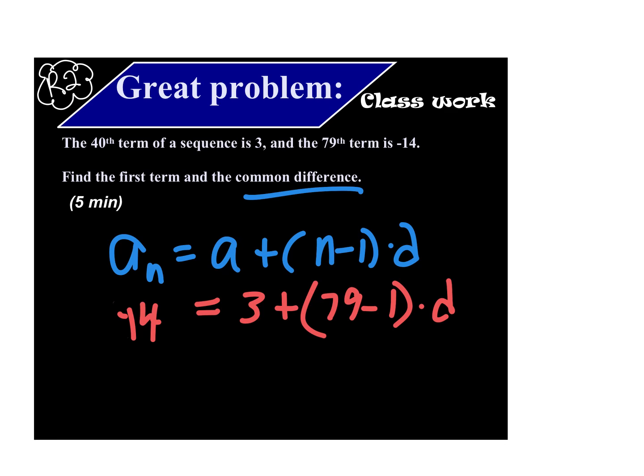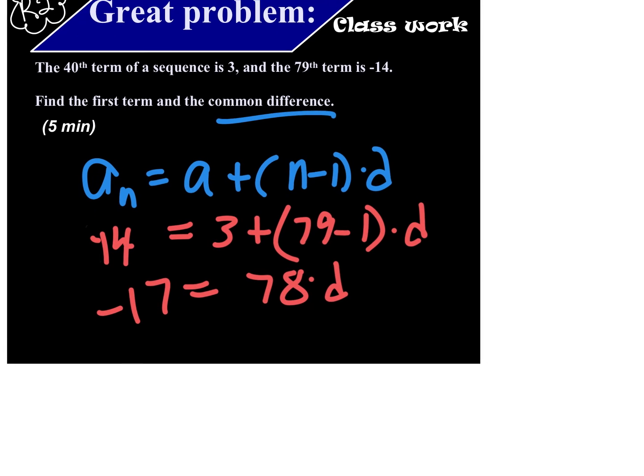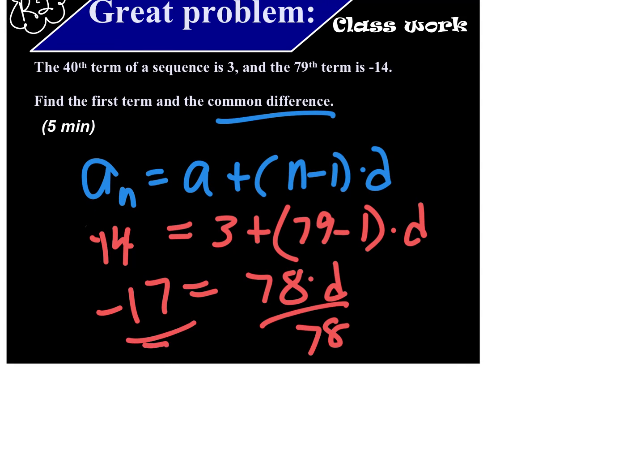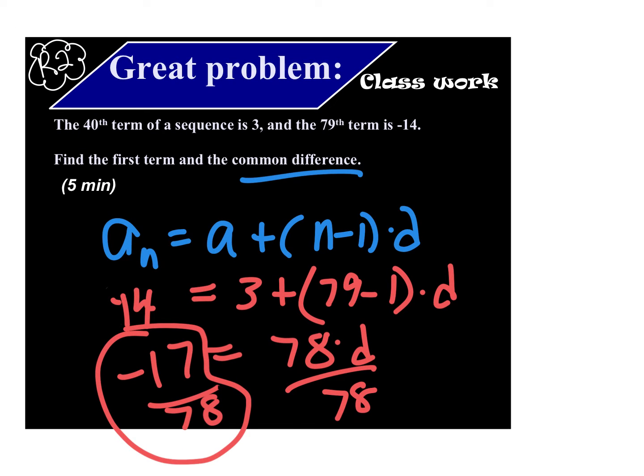To get from here, it's really easy to solve. I'm going to subtract 3 from both sides. I'd have negative 17 equals 79 minus 1 is 78 times d. And you divide both sides by 78. Easy peasy. That's an ugly common difference, but that's what it is. Yes? How do we know that the original value was 3? Oh, wait a minute. I was assuming the first one was 3. Dang, I'm totally wrong. This is a really hard one.